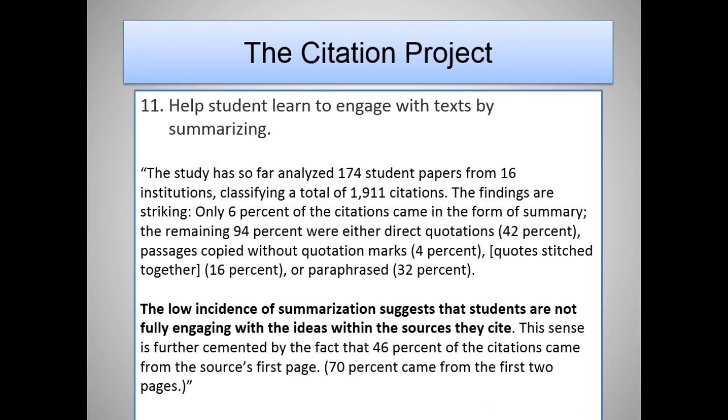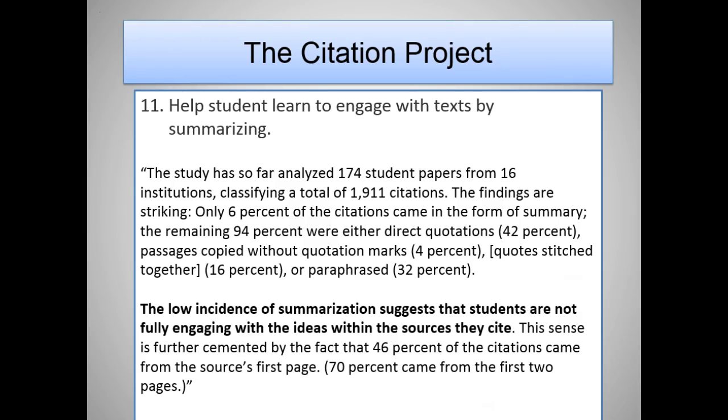94% were either direct quotes or passages that should have been quotes, or paraphrases, or quilt writing, stitching quotes together. Summary is more than paraphrasing, right? Summary is really distilling those ideas into the student's own words, where it really becomes the student's own ideas at that point. Now, they still want to cite that those ideas came from somewhere, but they've really shown competency and currency with the material because they've completely summarized them in their own words.